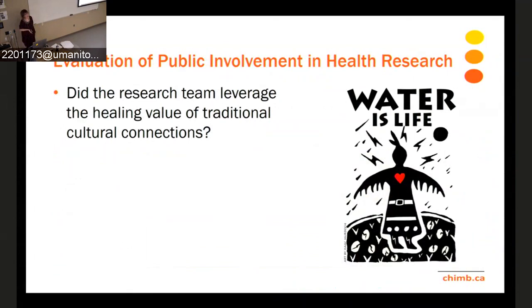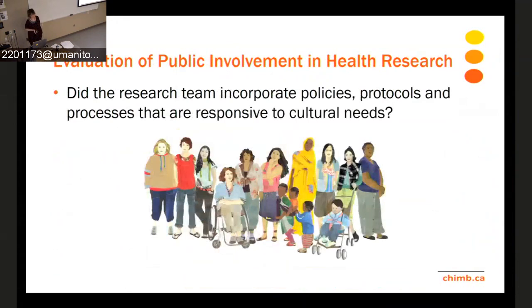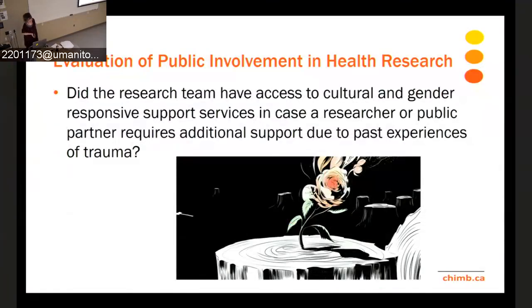Did the research team leverage the healing value of traditional and cultural connection? Did the research team actively work to dismantle past cultural stereotypes and bias? Did the research team incorporate policies or protocols and processes that are responsive to cultural needs? And did the research team have access to cultural and gender responsive support services in case a researcher or public partner requires additional support due to past experience?